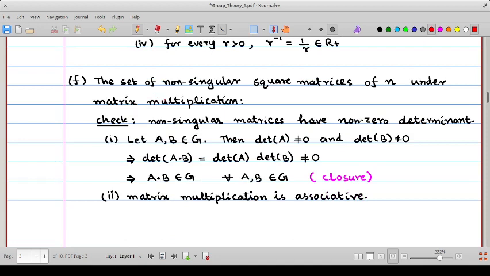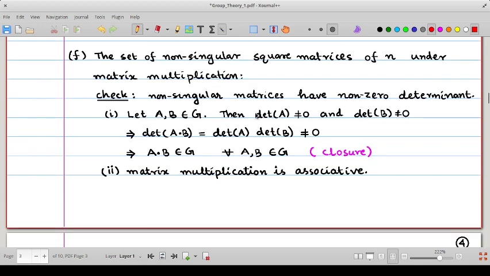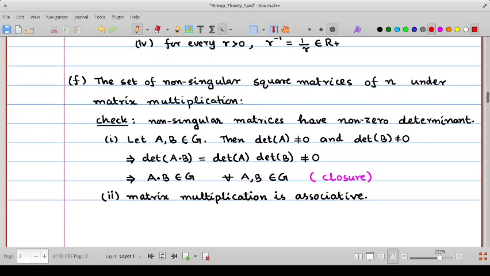Now we consider a more sophisticated example. We consider the set of non-singular square matrices of order n, under matrix multiplication. By non-singular matrix, we mean matrices that have non-zero determinant, so that the inverse of the matrix exists.